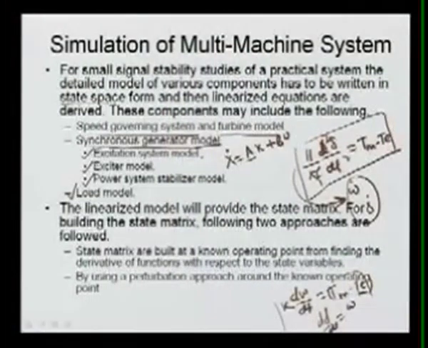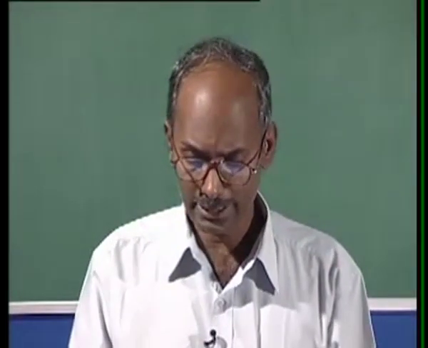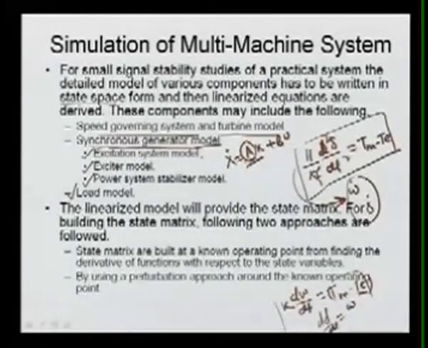Here A is a constant matrix, called the state transition matrix, and it gives a lot of information. Based on this we can go for eigenvalue analysis, and again for the left and right eigenvectors, and then we can assess the performance of the system based on the eigenvectors corresponding to the various eigenvalues. I will come to that point later. So the linearized model will provide the state matrix A. For building the state matrix, the following two approaches are normally followed.